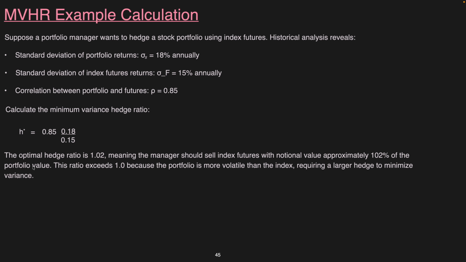Now, if he is holding a 50 lakh portfolio, how many rupees of short position should he take in the futures? It is 1.02 times of it. So he should take 51 lakh rupees of short position in the index futures.